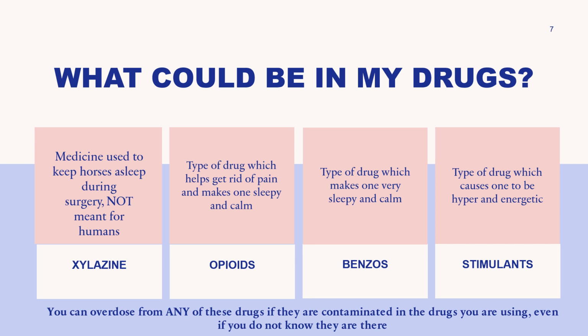And then stimulants are the kind of opposite, where they're a type of drug that causes someone to be really hyper and energetic. And then a kind of important takeaway from this is any of these drugs can cause an overdose if they're contaminated in the drugs you're using, even if you have no idea that they're there.